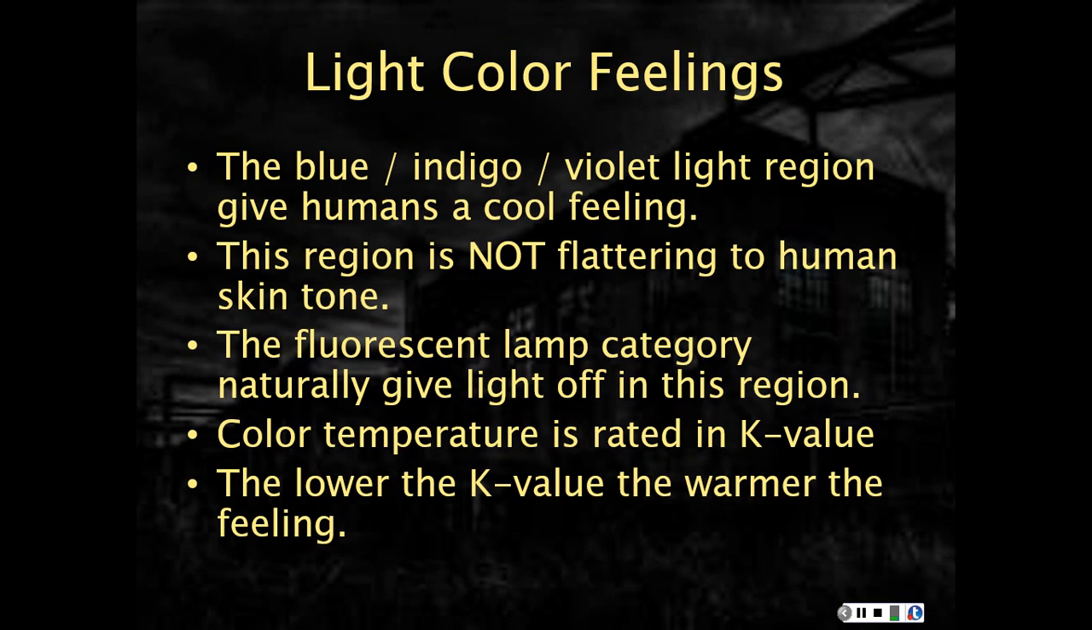All lamps have a K value, and it's a measure of the color temperature. The lower the K value, the warmer the feeling. So if you get down in the 2000 region, you have a very warm, fuzzy, like the incandescent lights, and if you get higher numbers, 4,000, 5,000, 6,000, you're mimicking more what fluorescents give off, that cold, cooler feel.